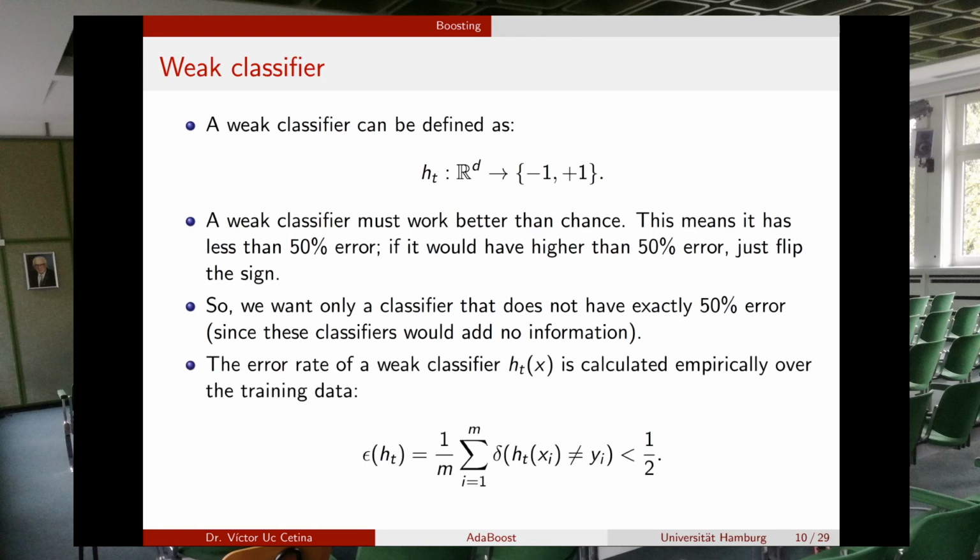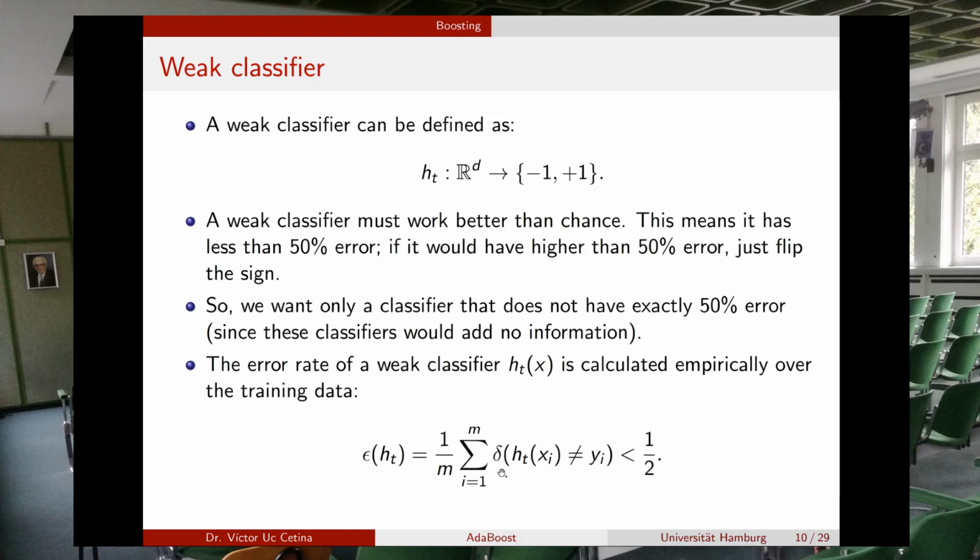So the error rate of a weak classifier h_t(x), where this subindex t represents the iteration of the algorithm. So if you're talking about h_4, we're talking about the weak classifier trained in iteration 4. Okay, so the error of any classifier will be calculated empirically over the training data. And this is the formula.